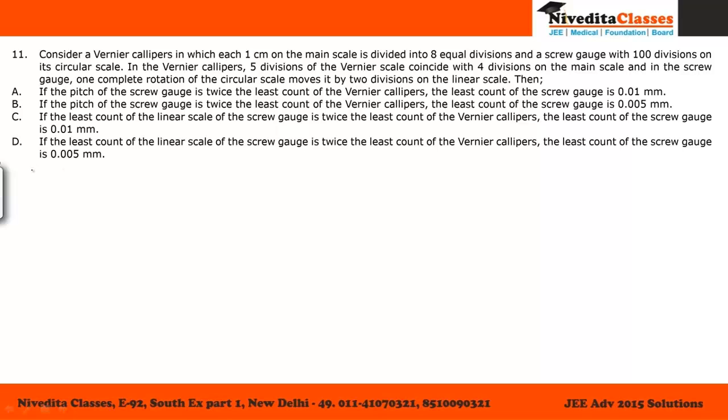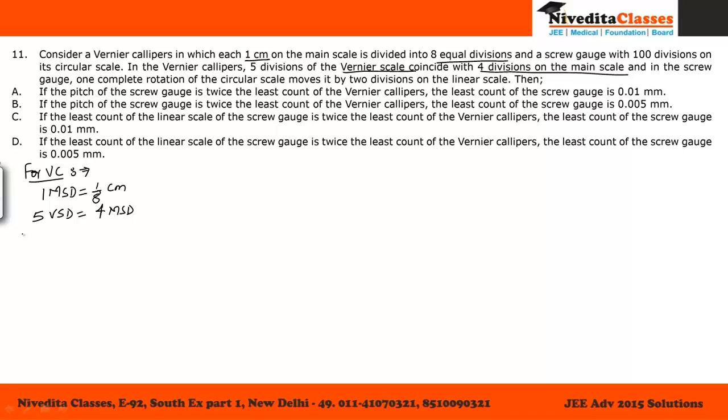Okay, so let us first consider the vernier caliper. For the vernier caliper, it is given that the main scale is divided into 8 equal divisions for 1 centimeter. So we can say that one main scale division is actually 1 by 8 centimeter. And further it is given that 5 divisions of the vernier scale coincide with 4 divisions of the main scale. So we can say that 5 vernier scale divisions are equal to 4 main scale divisions.